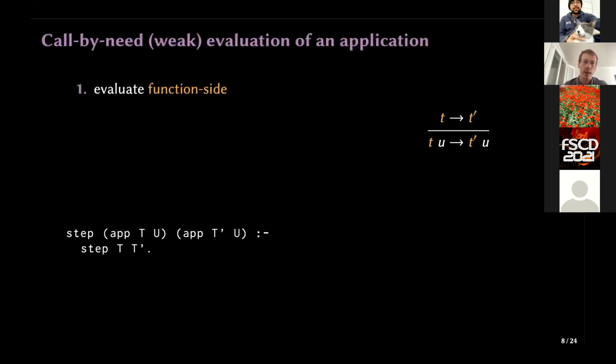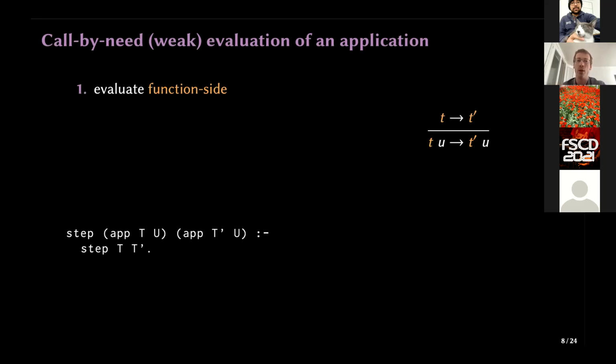So let me now review call by need, the usual weak call by need, with all this in mind. And for this, I will take an application of one term to another, and let's see how call by need usually deals with it. So the first step is to evaluate the function, the left side of the application. So this is a very simple inference rule, which is here on the right, and which is translated below in Abella. So in Abella, you can see I write first the conclusion and then a list of premises. But otherwise, the translation is quite straightforward.